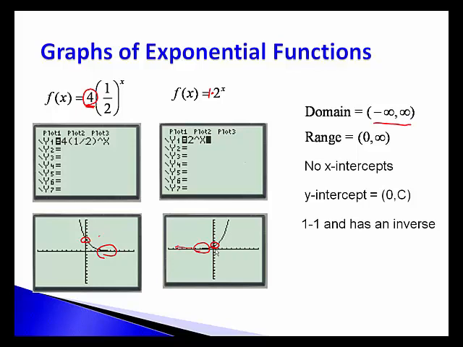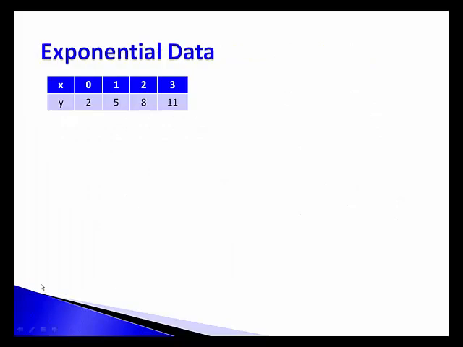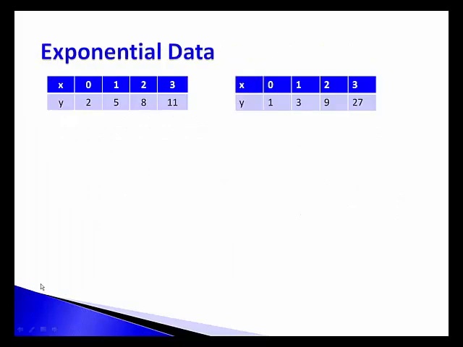Now let's look at some data and see if we can determine whether or not it is exponential. I'll give you two tables of data and we'll look at both of them. In the first one, I want you to notice that we see the x values increase by 1 each time. Notice that the y's increase by how much each time? Well, each time there's an increase of 3, while there's an increase of 1 right here. That tells me that this data is linear.